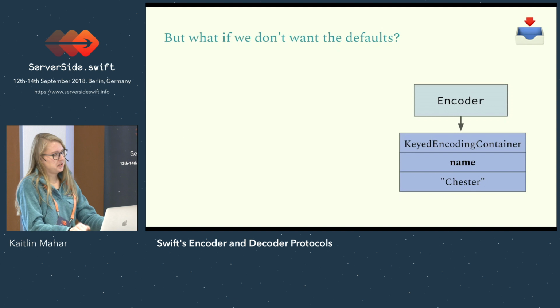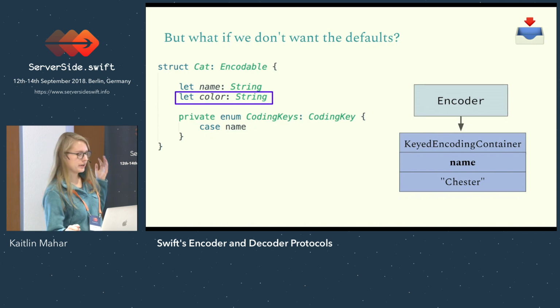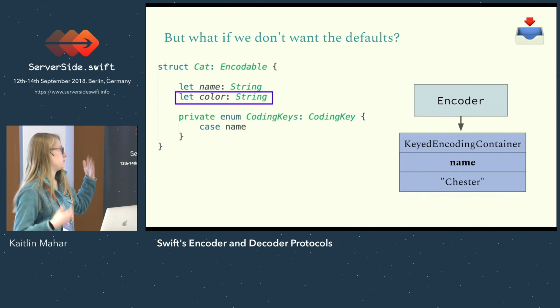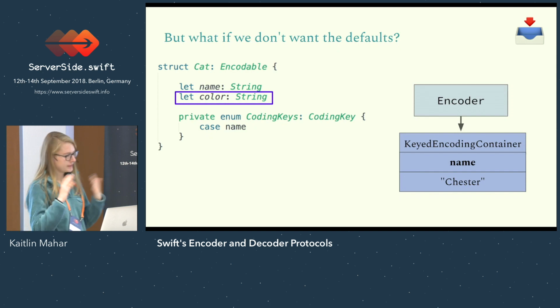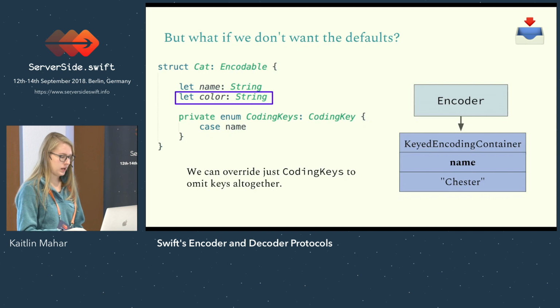Another case, you might want to omit a key. So if I want to leave out color, I could do that by just not including color in my coding keys enum. And again, I don't actually need to write the encode method. The compiler will just look at my coding keys and be like, OK, there's only one for name. That's all we'll encode. So that's another way you can customize what happens.